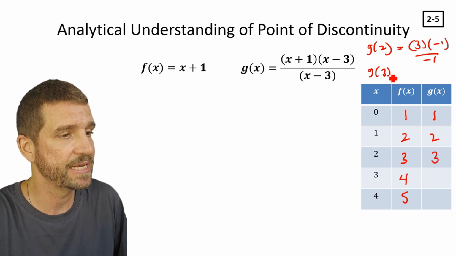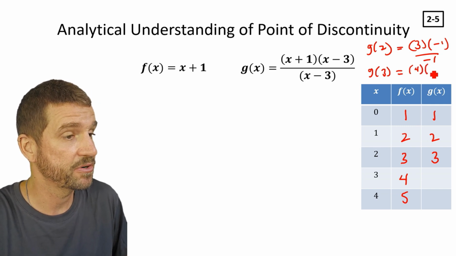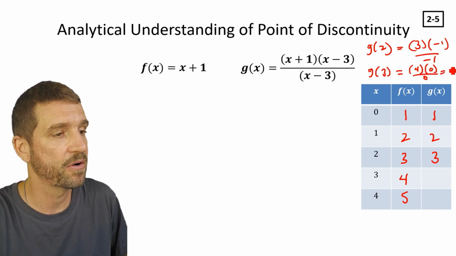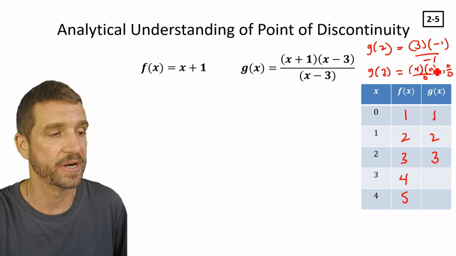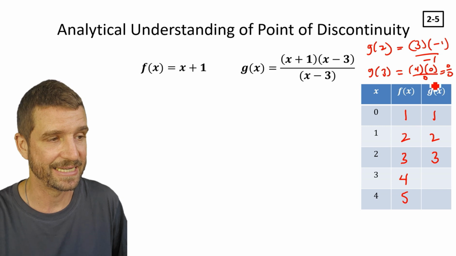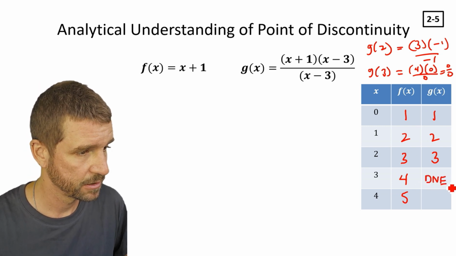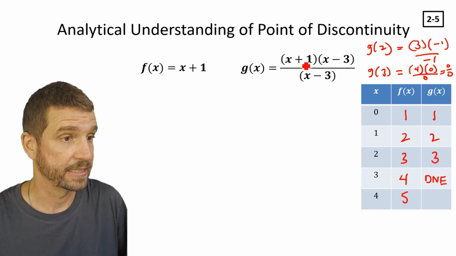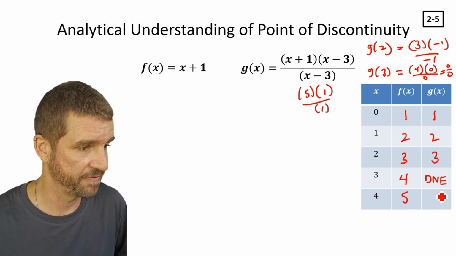Now g of 3 is the funny one because when I plug in g of 3, I get 3 plus 1, which is 4, times 3 minus 3, which is 0, over 3 minus 3, which is 0. This would be 0 over 0, and the bigger thing is I have a 0 in the denominator, which means discontinuity. The function doesn't exist there. So for this one, the function does not exist. Okay. When I plug in 4, what do I get? Well, I get 5 times 1 over 1, which is just going to be 5.